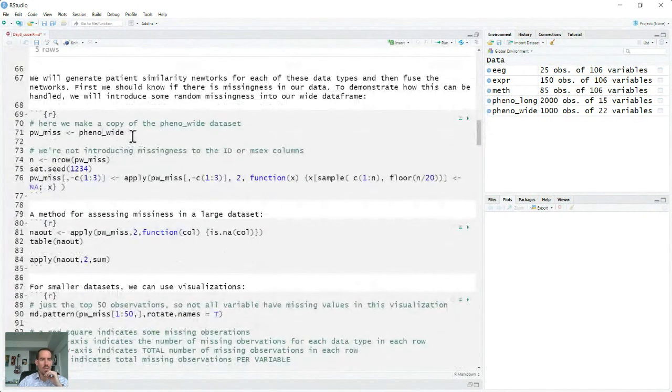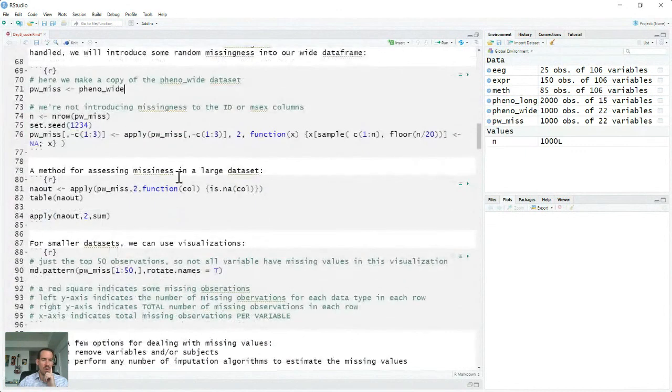So let's create a copy of this data set and call it PW for phenome-wide miss. And we're going to put some random missingness in it. We're going to simulate missingness. So I'm going to run this block of code. All that's happening in here is we are identifying the number of rows in this data set, which is identical to the phenome-wide data set.